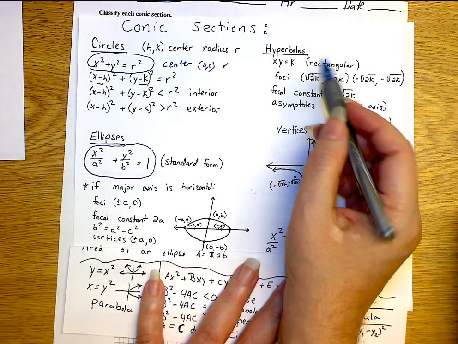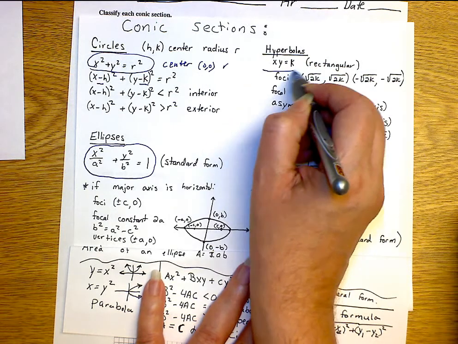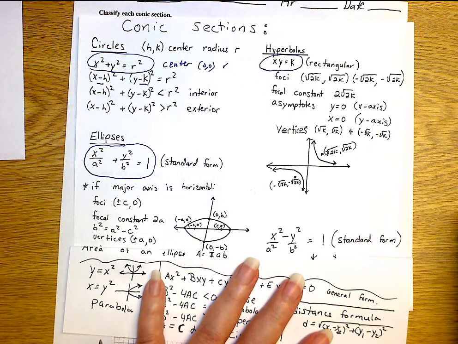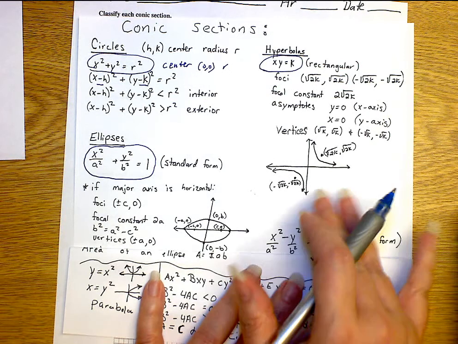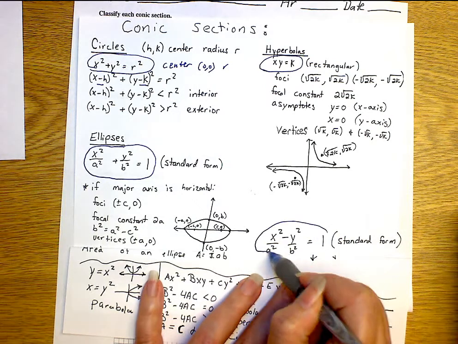There are 2 types of hyperbolas. The first type is when you have x times y equals some number. That is going to be your first type of hyperbola. Your second type of hyperbola is right here. This is your second type of hyperbola.